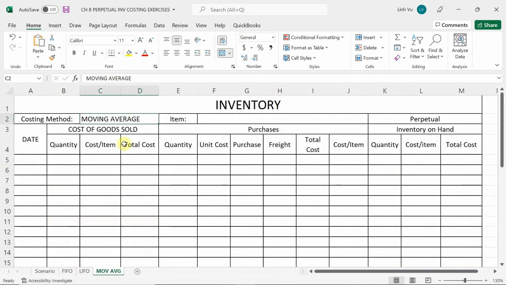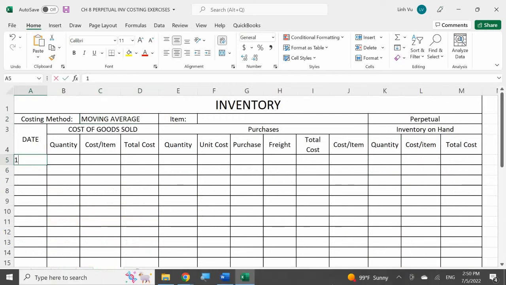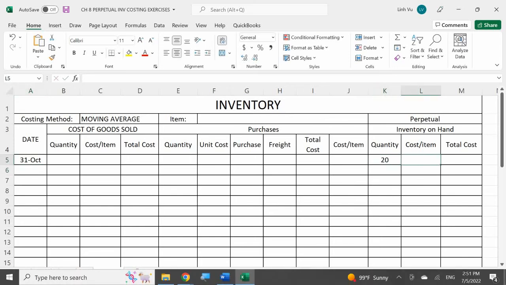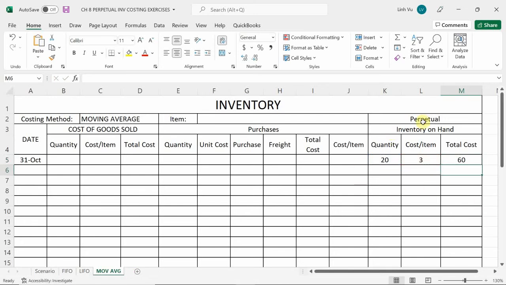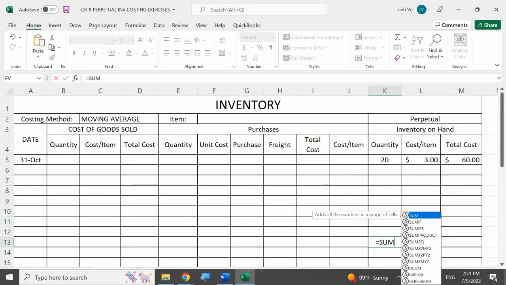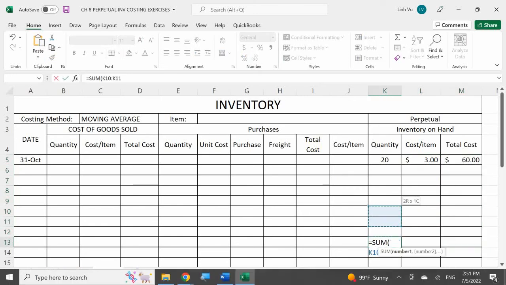So, moving average on October 31st. We had a total of 20 units at $3, which gave us a grand total of $60. And of course, I'm going to set up my equal sum right here to have my goods available.